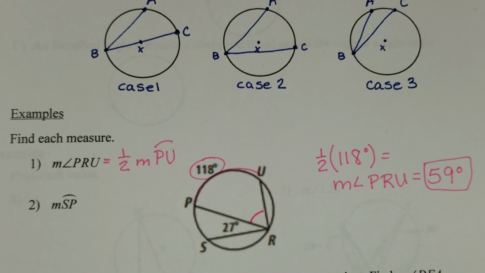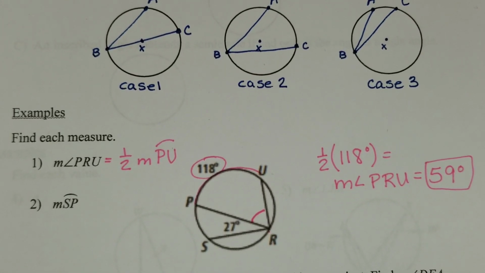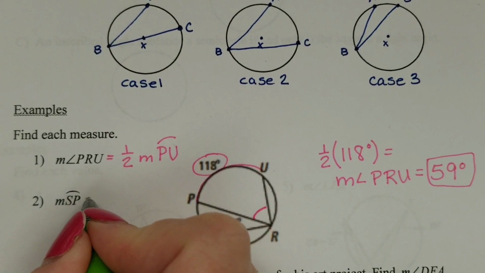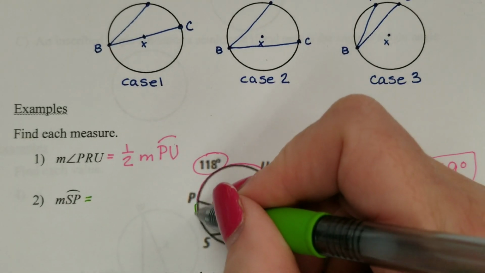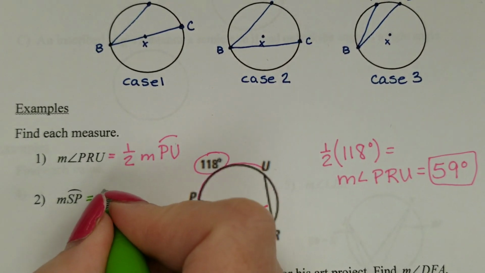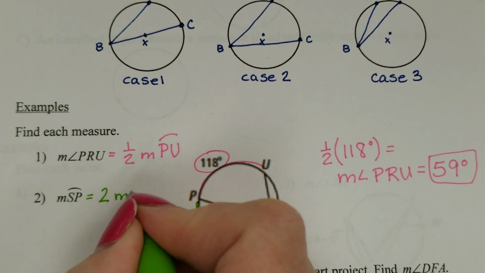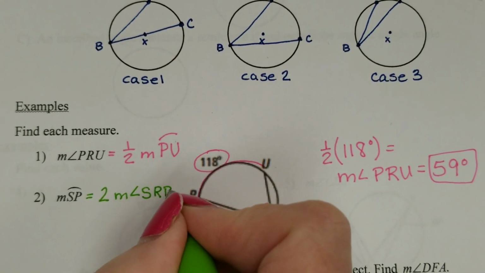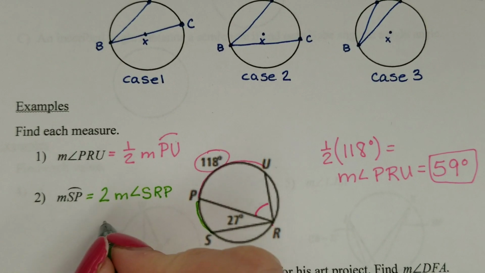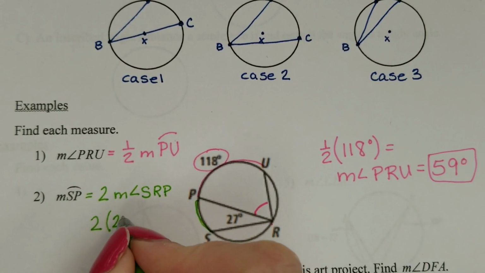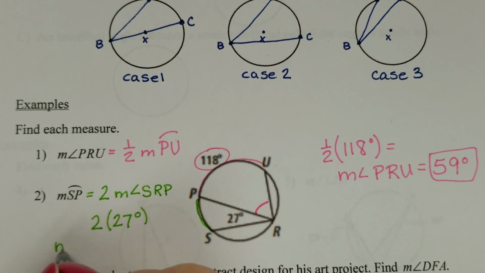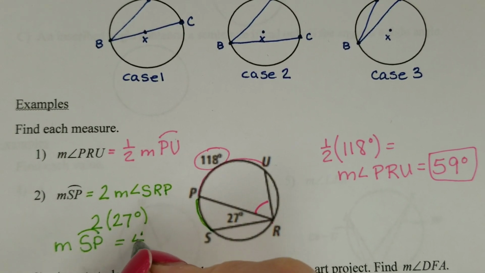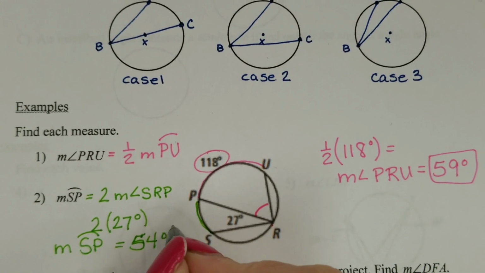The next one, we want to know the measure of the arc. So the measure of arc SP is going to be twice the measure of angle PRS, or SRP. So SRP is 27, so we're going to have 2 times 27. So the measure of the arc SP is going to be 54 degrees.